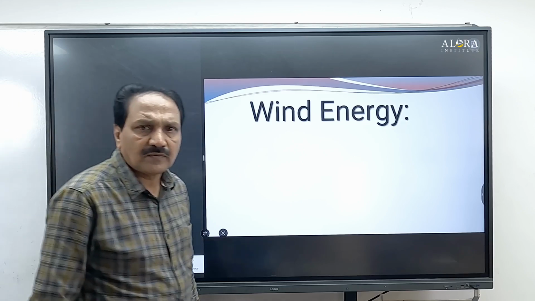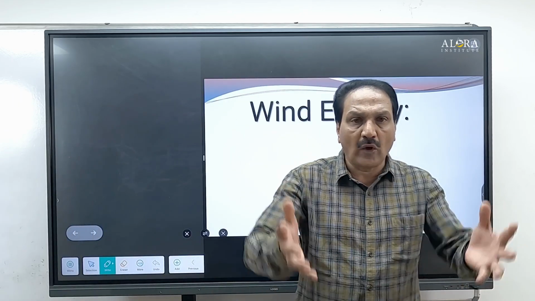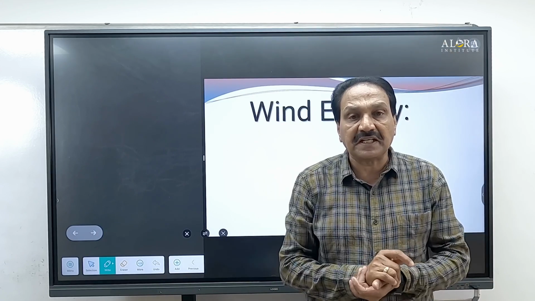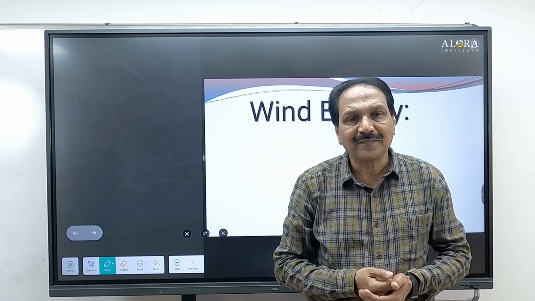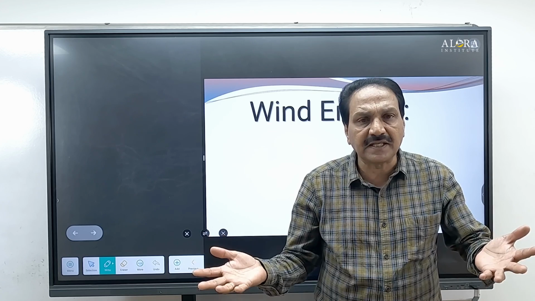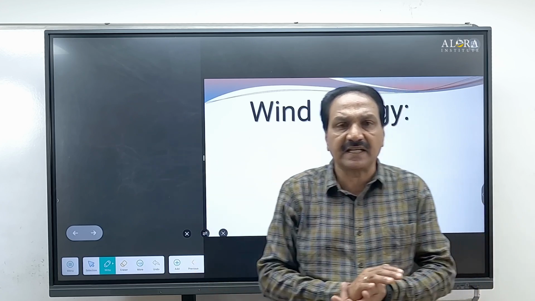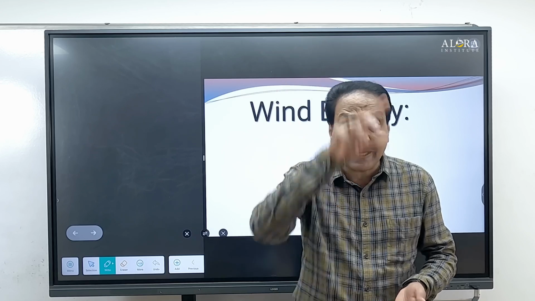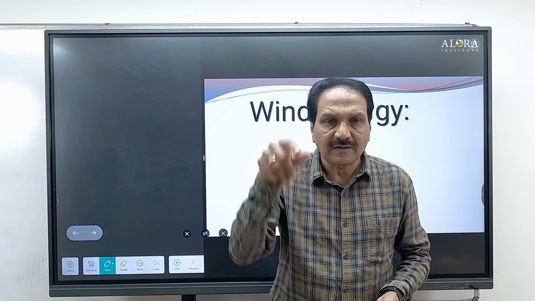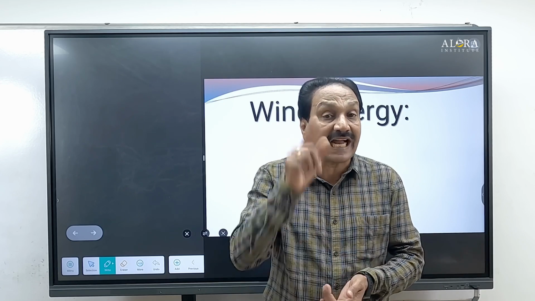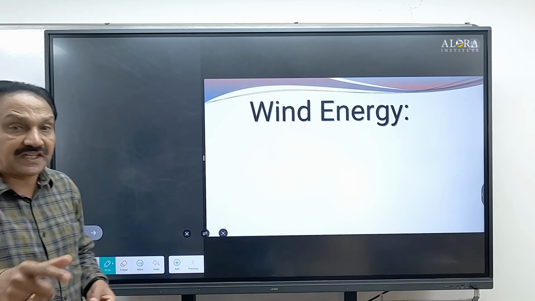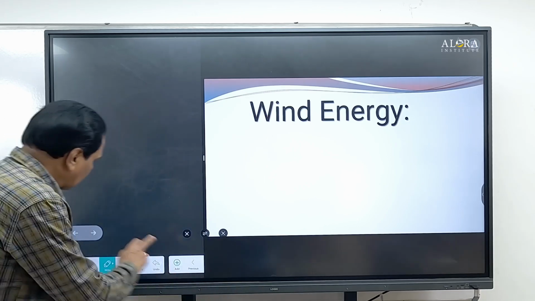Wind energy. You might have seen the very big tower where at the top the fans are fitted. That is nothing but your windmill. What happens there actually? Natural energy. Wind is blowing with very high energy. So when that energy falls on the turbines of that windmill, the turbine starts rotating. That will be converted into electrical energy. That means in the windmill, the kinetic energy of the wind is converted into electrical energy.